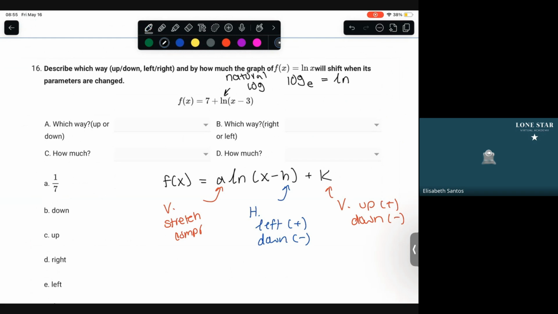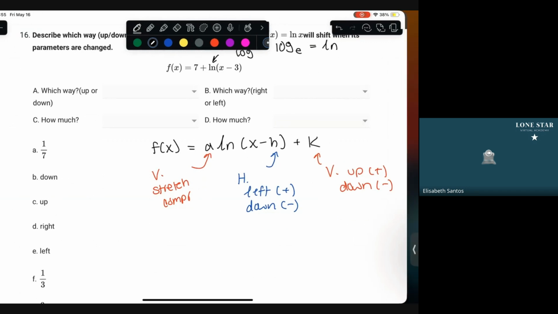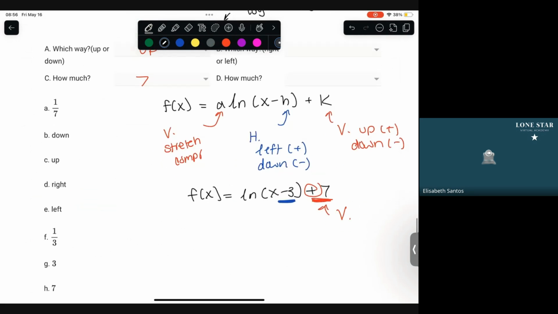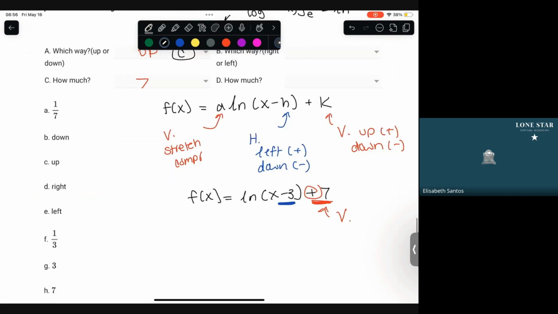Okay, so again, I'm going to rearrange this one. So f of x equals the natural log of x minus 3 plus 7. And so we have two transformations here, one inside the parentheses and one on the outside. The one on the outside is a vertical transformation. Since it's plus, we're going up. And how many times are we going up? 7 times. So A is up, where's up? C. 7 is H.